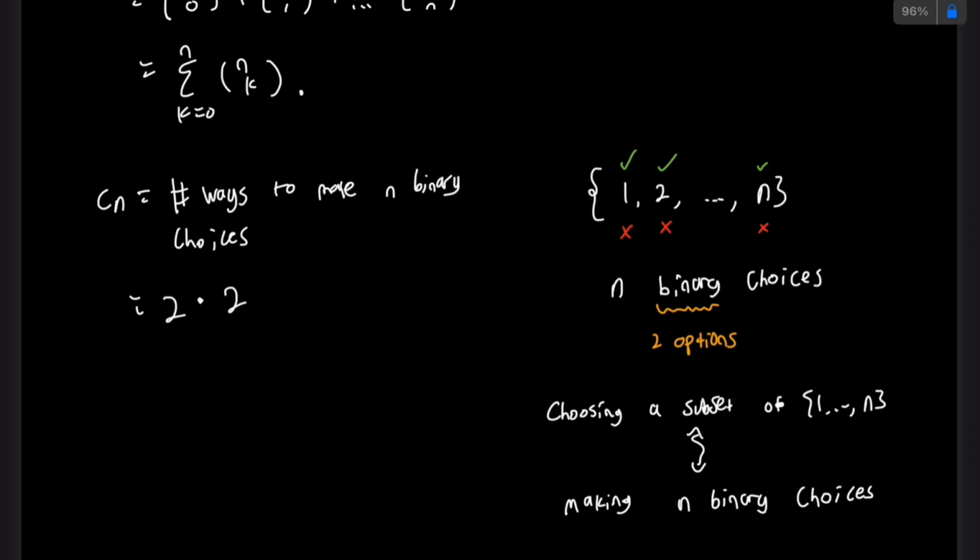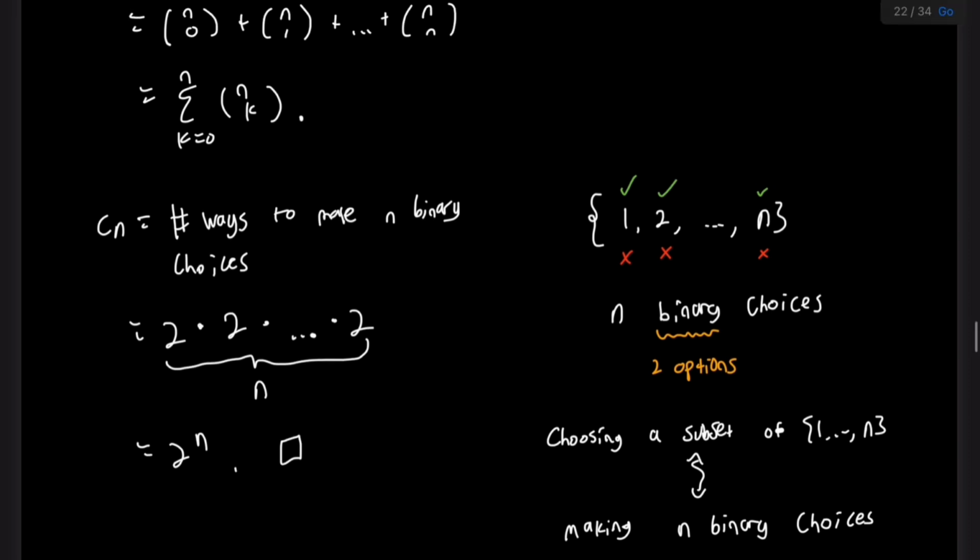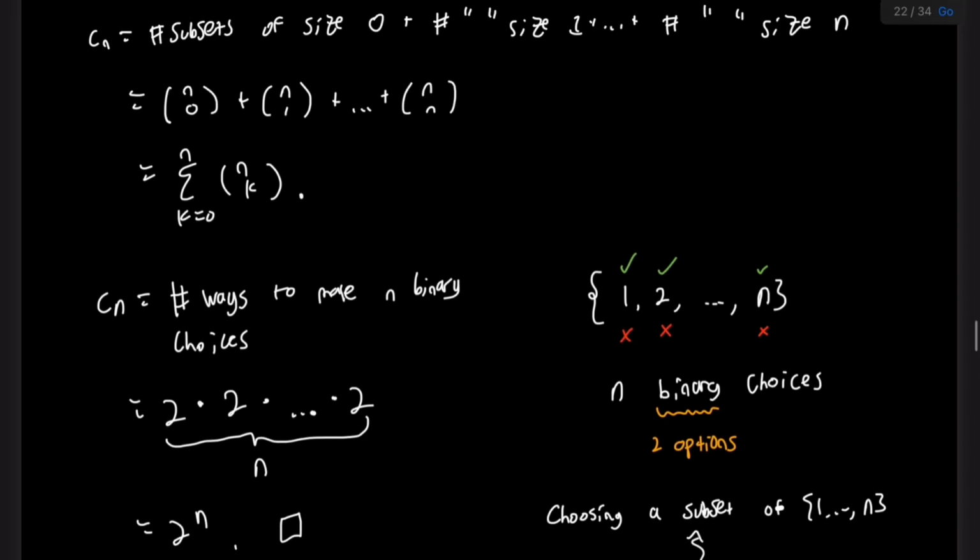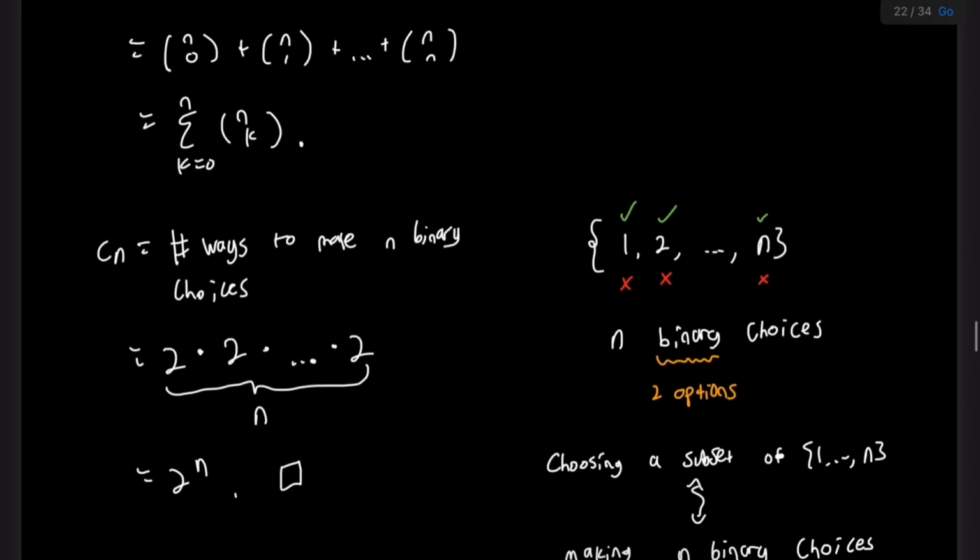And we multiply these together because they're independent choices. Right? One choice does not influence the other in any way. So we have 2 choices, whether or not to include 1. We have 2 choices, whether or not to include 2. We just multiply that down the line up to n, right? And there's n of these 2's. And so this is just 2 to the n. And this proves it, right? Because we've shown that Cn is the sum of the binomial coefficients, and also that it's 2 to the n.